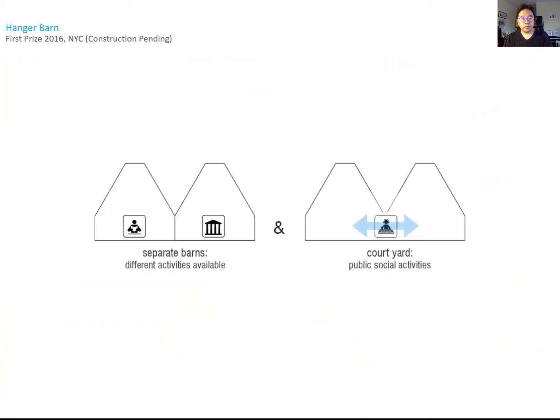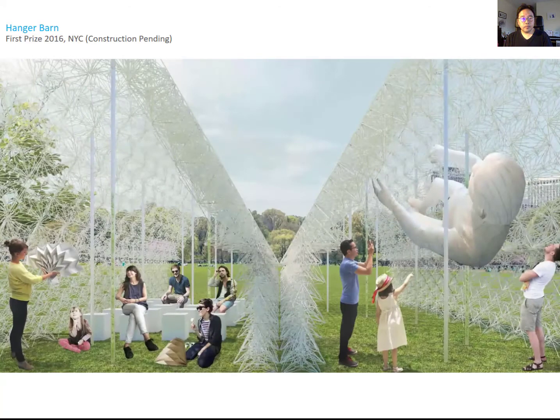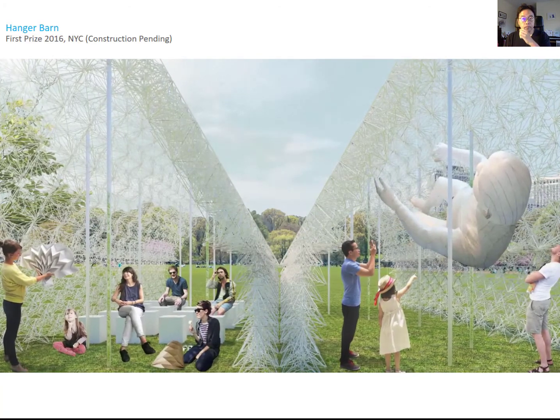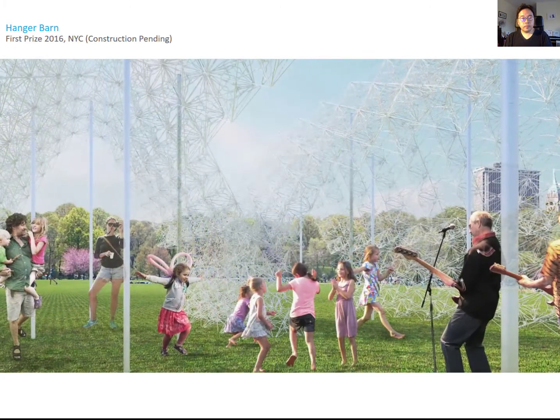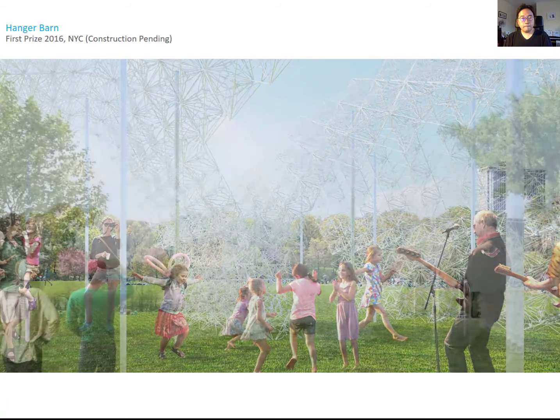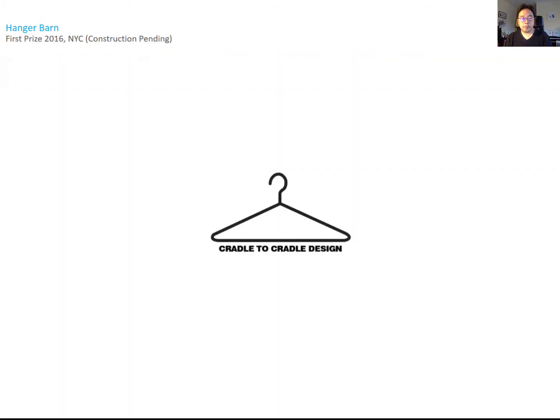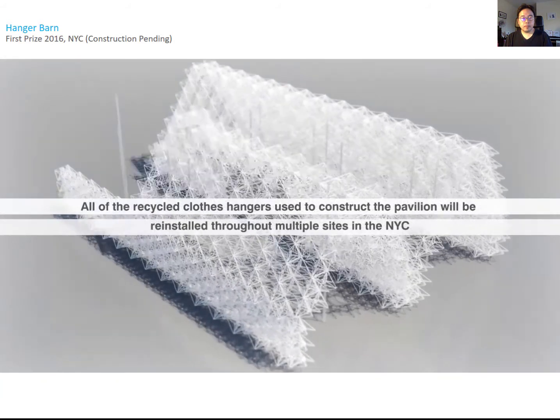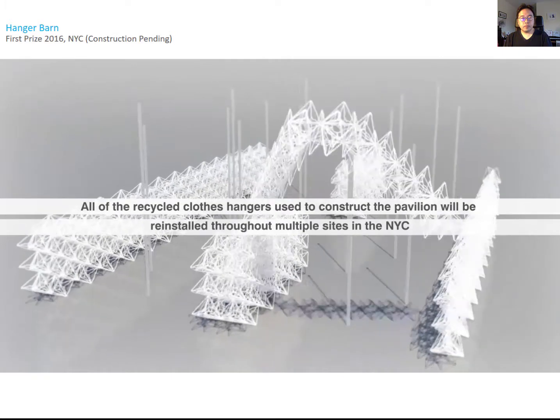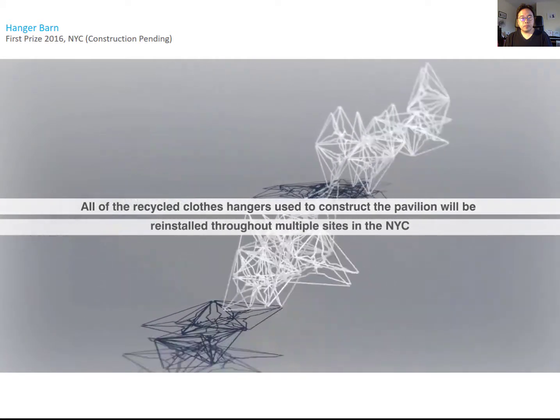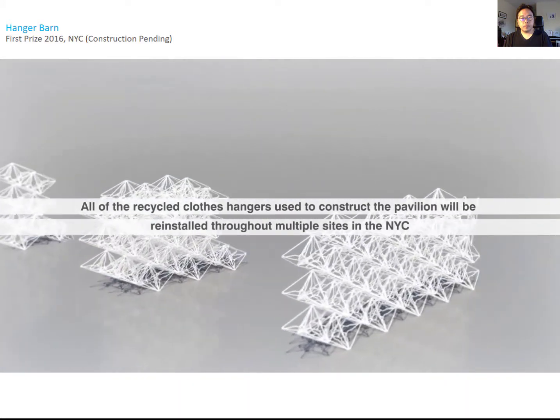The two hangar barns are connected by a courtyard. Two separate barns will generate different activities inside the space. The central courtyard will also serve towards other public social events. All of the recycled clothes hangers used to construct the pavilion will be reinstalled throughout multiple sites in the city.